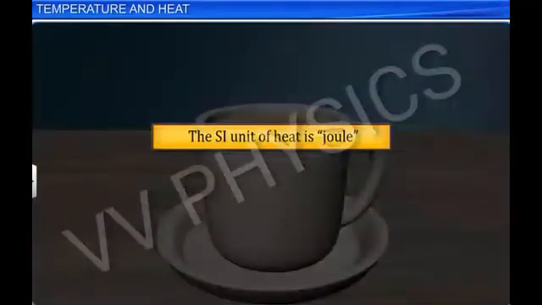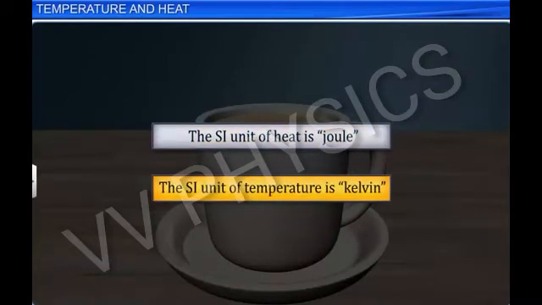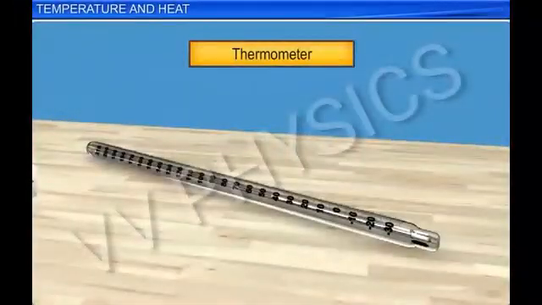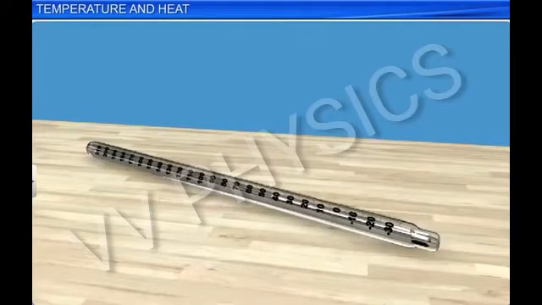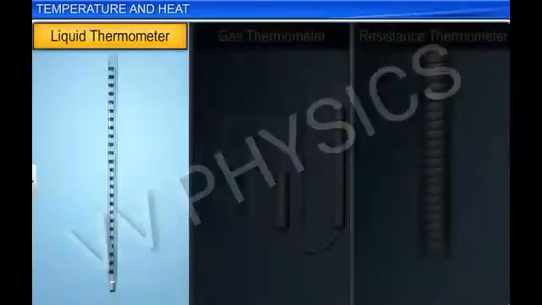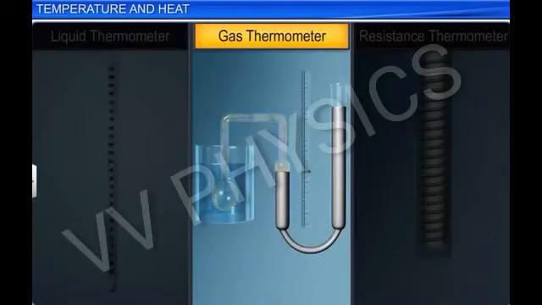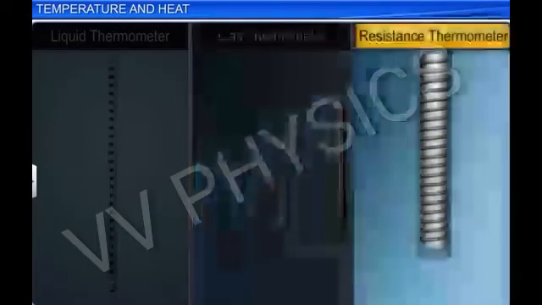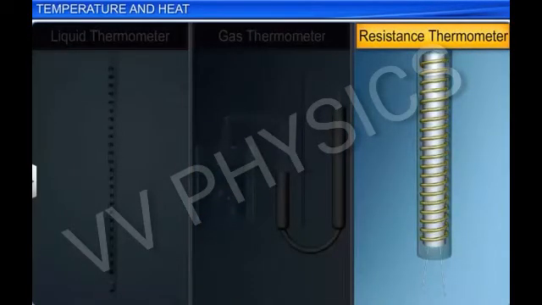In the SI system, heat is measured in joules and temperature is measured in Kelvin. We use a thermometer to measure the temperature of a body. While constructing a thermometer, we need to identify a specific property of a substance that varies linearly with the temperature. In case of a liquid thermometer, the length of the mercury column changes linearly with the change in temperature. Pressure of the gas in a constant volume gas thermometer and resistance of a platinum wire used in a resistance thermometer change linearly with the change in temperature.